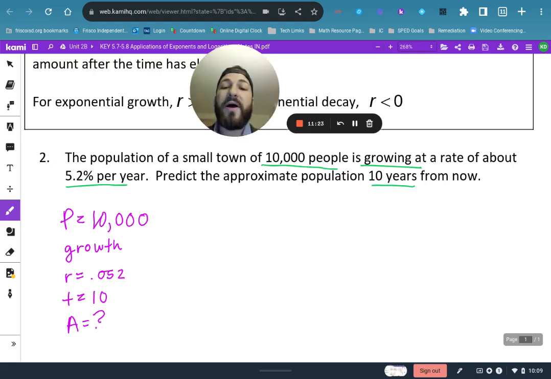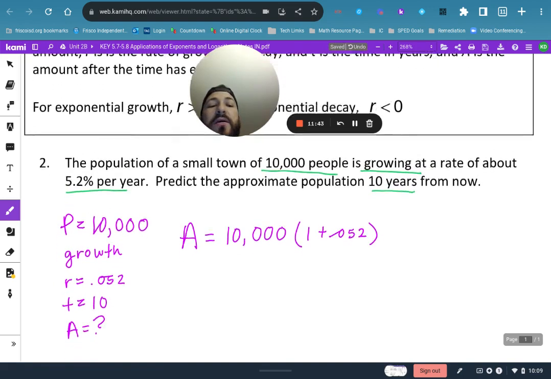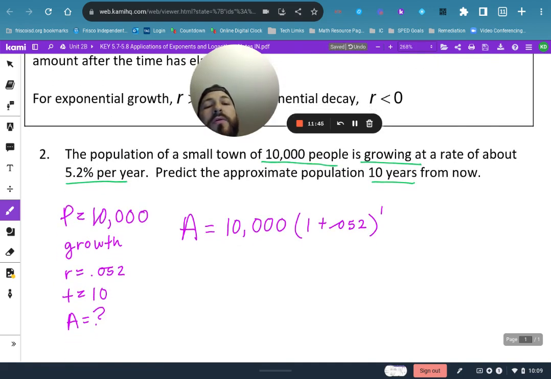So just like we did for compound interest, we want to set up our equation. A is equal to 10,000 times 1 plus 0.052, and of course we're taking that to the power of T, so to 10. And now we've got everything plugged in. We want to go ahead and plug that all into our calculator, just like we did for compound interest.